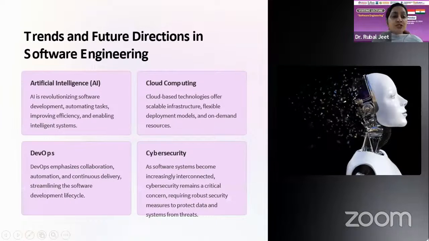Now, the trends and the future direction in software engineering. If I can say, recent trends like AI are revolutionizing software development, with automatic tasks, improved efficiency, and enabling intelligent systems too.